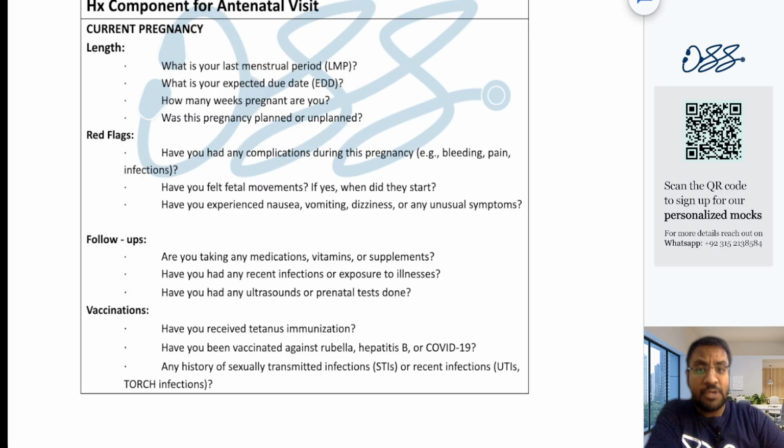So in the last lecture we discussed the history taking and the sexual history that needs to be taken in the obs and gyne cases, and we just discussed very briefly about the antenatal part, and I told you that we're going to discuss it in the next lecture. So here is the antenatal history and the structure that we need to follow in the antenatal cases.